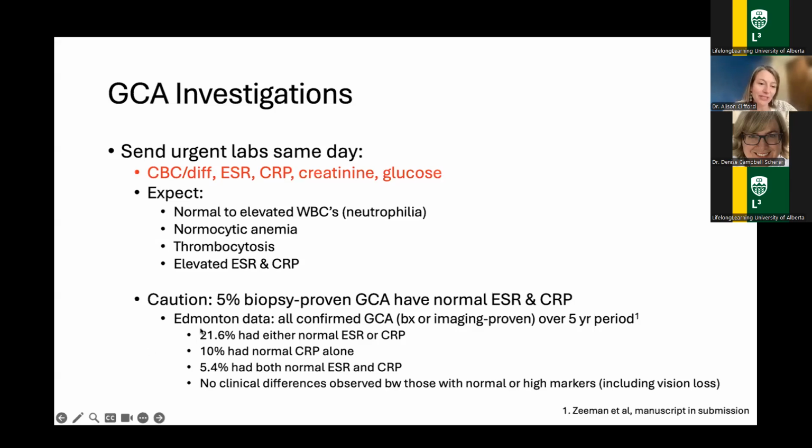I put a word of caution: although most people will have an elevated inflammatory marker, we know that about 5% of biopsy-proven cases have a dead normal ESR and CRP. That's true in data from other countries, and it's also true of our local Edmonton data. One of my students looked through all of our proven cases over 5 years. And this is why I like to send both ESR and CRP. About 20% of patients have either one normal, but only 5% have both normal. So if you're able to get both, it is helpful. And if they are both normal, but you're still very suspicious of the diagnosis, you could be right. We should still be working them up.